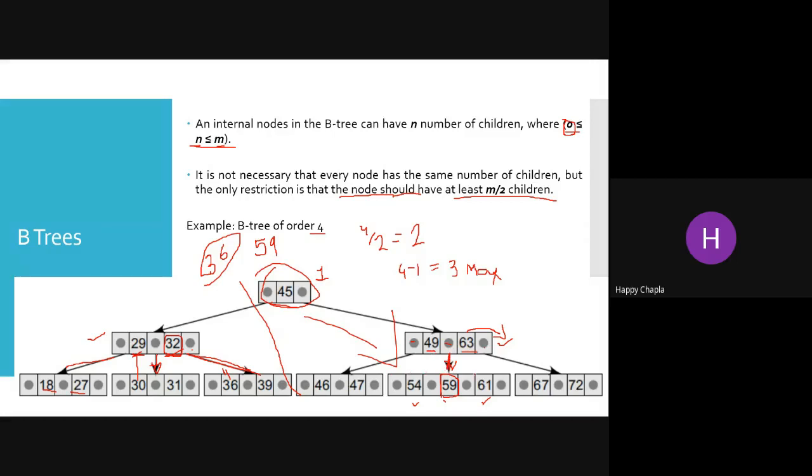So we have this node with us. So the first key is 54. Is my 54 equal to 59? No. So jump towards the next key, that is 59. Yes, 59 is equal to 59.